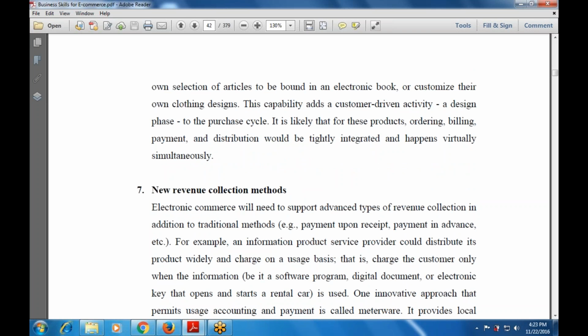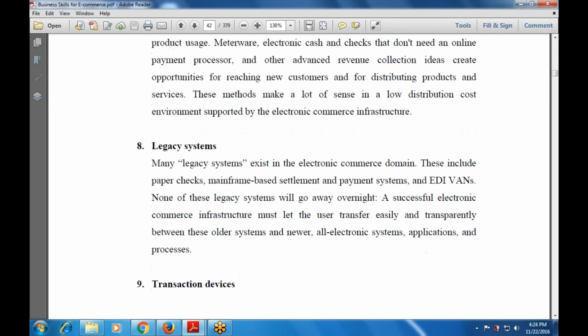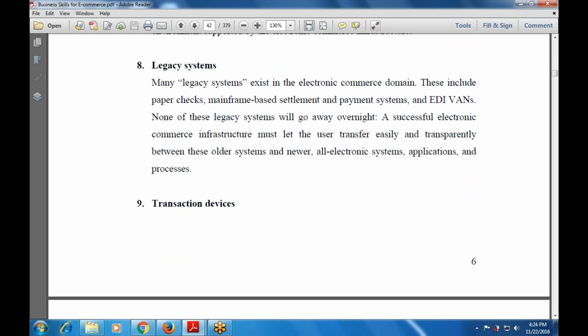The next point is the non-revenue collection method. It also advances with the advanced types of revenue collection that may be used with debit card, credit card, or net banking. Then legacy systems used in the electronic commerce domain include paper checks, mainframe-based settlement, and payment methods. EDI, electronic data interchange, lets the user transfer data easily between the older system and the new one, that is, electronic system applications and processes.